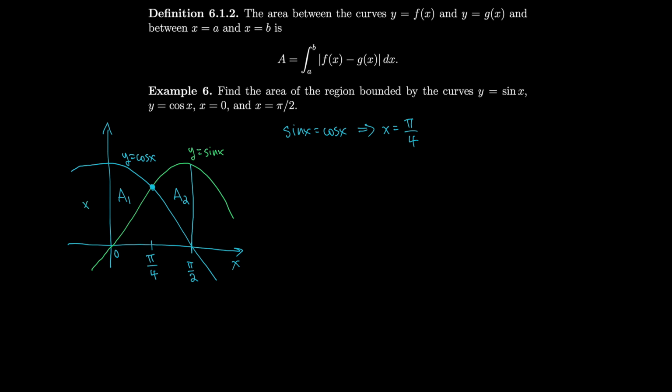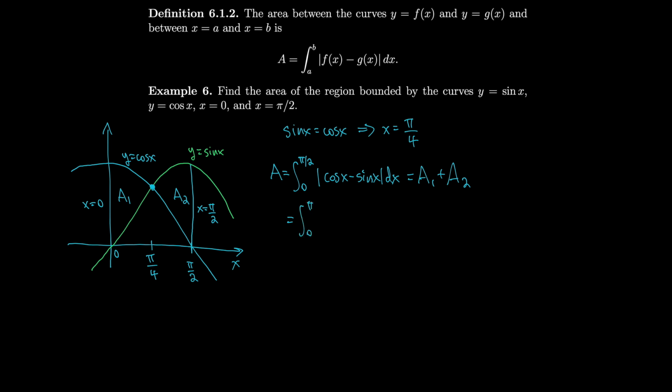Now, this is the line x equals 0 on the left and x equals pi over 2 on the right. So now we have the complete picture for our bounded region. Writing our total area as the integral from 0 to pi over 2 of the absolute value of cosine minus sine, well, that's going to be equal to a1 plus a2. So let's write those as two separate integrals.